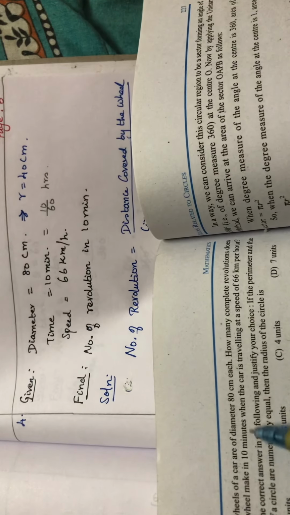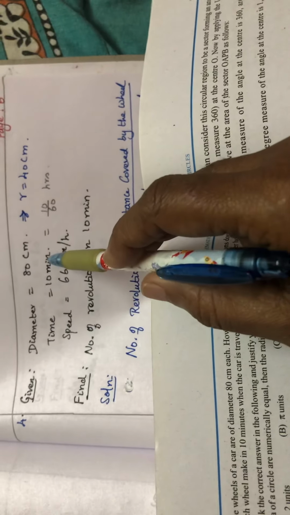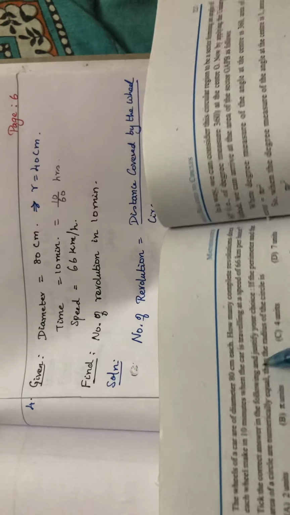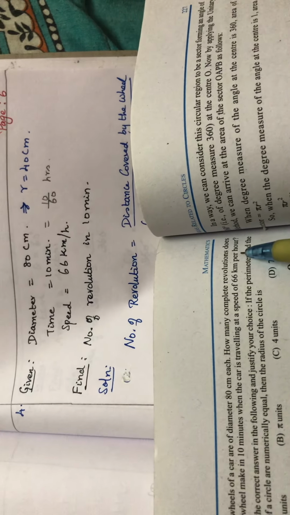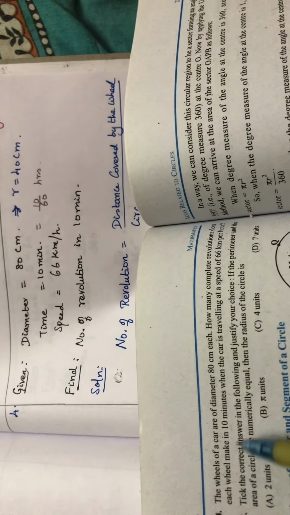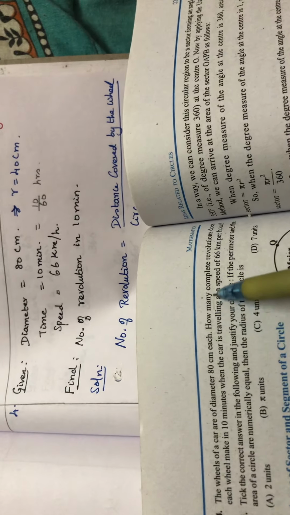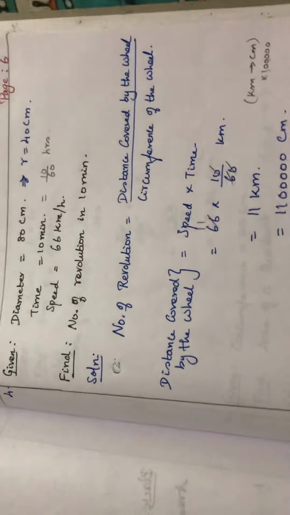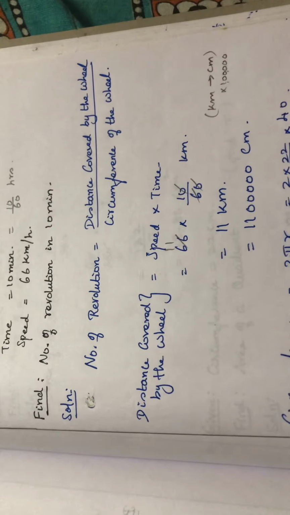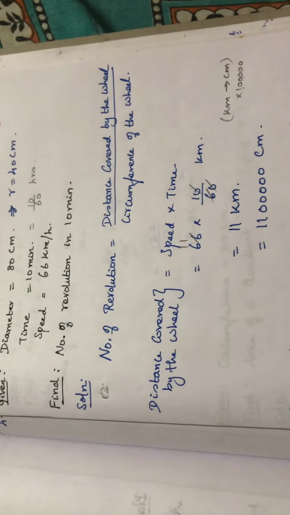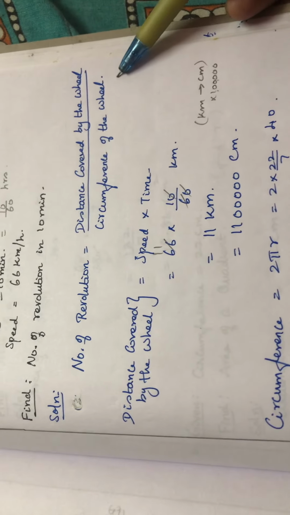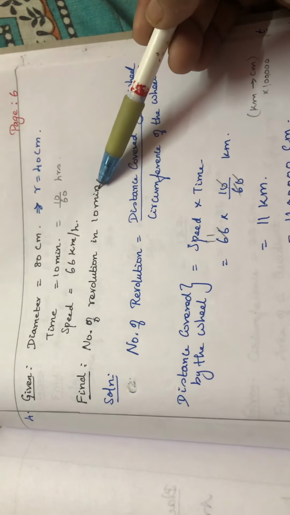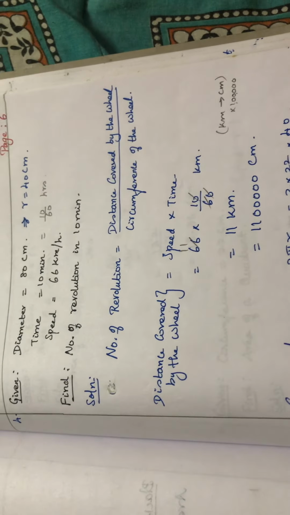And here time is given as 10 minutes. So time is equal to 10 minutes. When I am converting into hours, I will get 10 by 60 hours. Speed is given as 66 km per hour. They are asking you to find how many complete rotations, that is number of rotations in 10 minutes. So solution, this is the formula. Number of rotations is equal to distance covered by the wheel divided by circumference of the wheel. So these are the information given and this is what we are going to find, using the formula only.